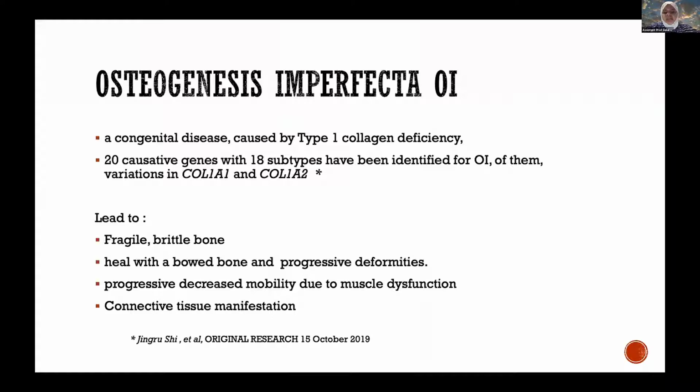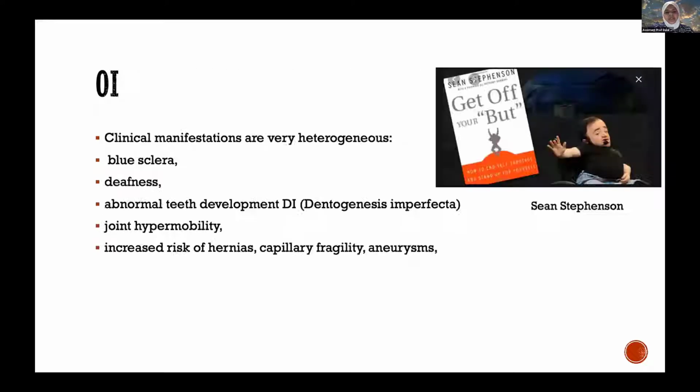It's a congenital disease of type 1 collagen. Now, there are 20 causative genes that have been detected over the years, and the main two are COL1A1 and COL1A2. It leads to fragility of the bone. They heal with bowing of the bone and progressive deformities. And part of the progression of the deformity and the mobility is due to muscular dysfunction and connective tissue manifestation.